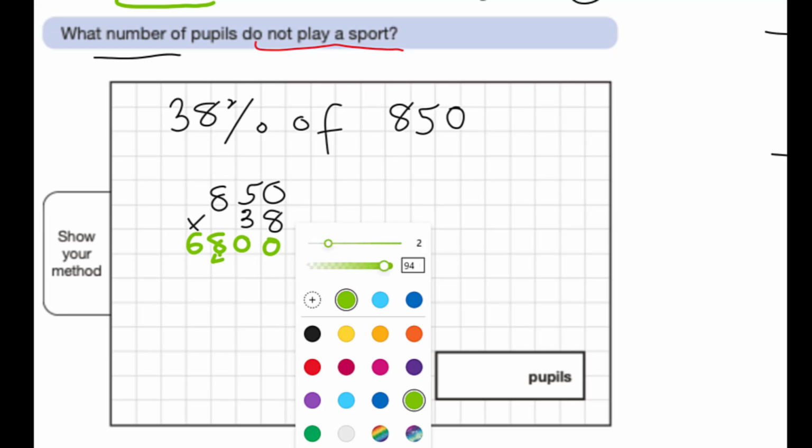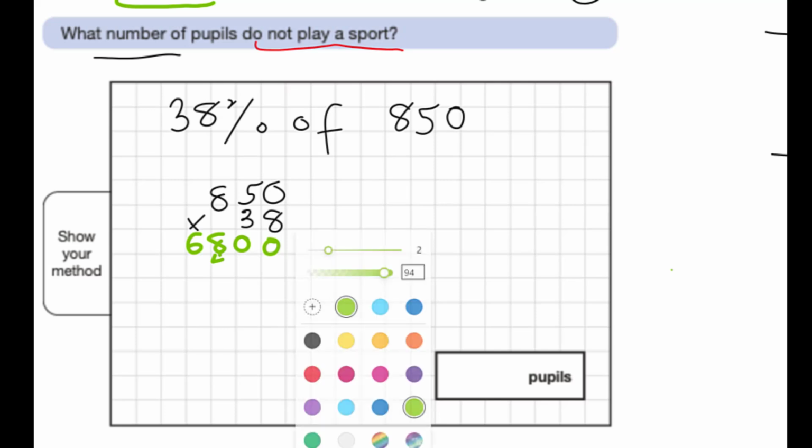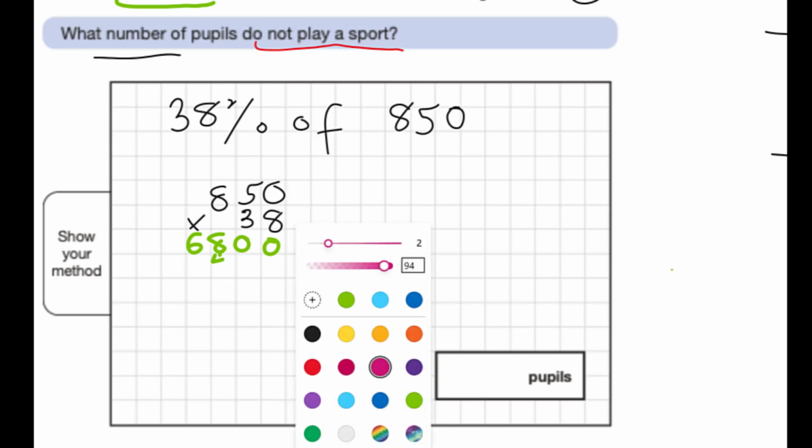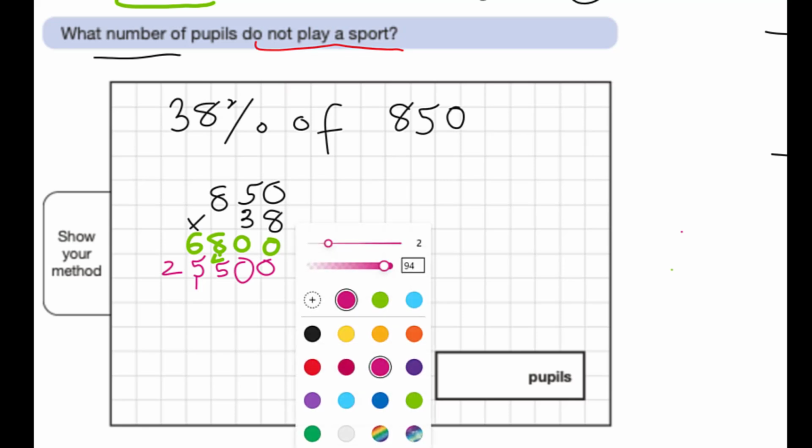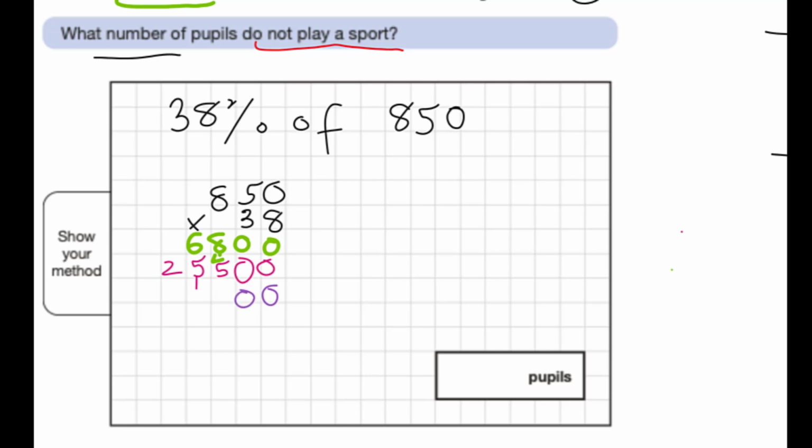I'm just going to make this a bit thinner and go to another colour just to keep it nice and clear. So we're now going to do placeholder. 0 times 3 is 0, 5 times 3 is 15, 8 times 3 is 24, plus 1 is 25. Okay, so we're just doing some simple long multiplication here, and then we are adding it all up. 0 plus 0 is 0, 0 plus 0 is 0, 8 plus 5 is 13, 6 plus 5 plus 1 is 12, and 2 plus 1 is 3.